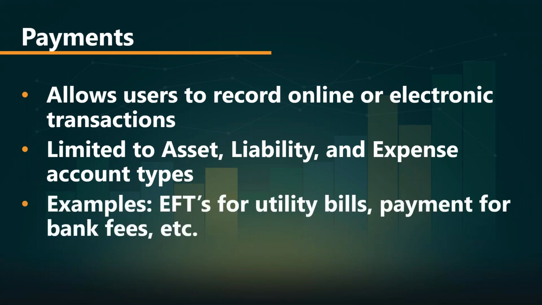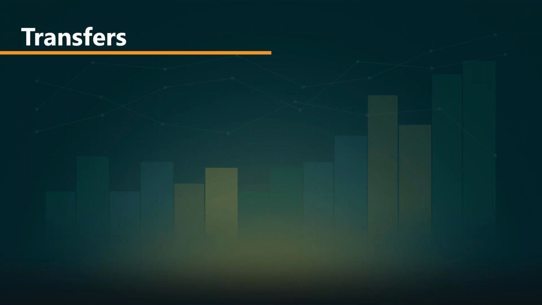Examples are EFTs for utility bills, like my Ameren payment and my Missouri water payment there. Payment for bank fees. So if you have to do that electronically, you could use a journal entry, but you could also use a payment to say that you paid your $8.99. If you have a payment for using the bank account, most of us are going to try to get banking with no fees. But if you do, you can use a payment for that.